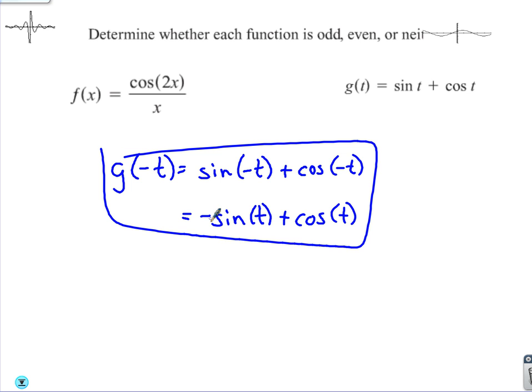That is not equal to the original, because the test for even functions is: does g of negative x equal g of x? If it's equal to the original, it's an even function. This is not even. Check to see if it's odd by now finding negative g of t. To find negative g of t, you simply make everything negative: negative sine t minus cosine t. And you see that these are not the same. Therefore, it's not an odd function either. So that function is neither even nor odd.